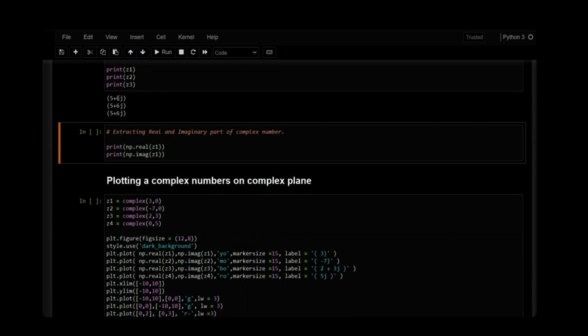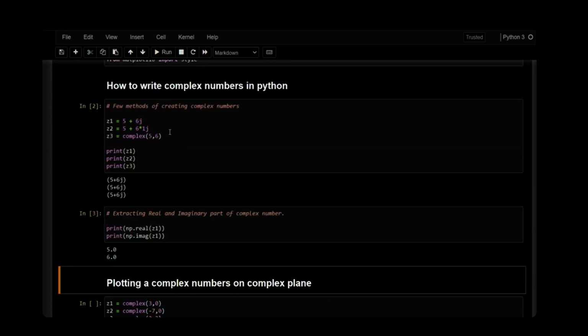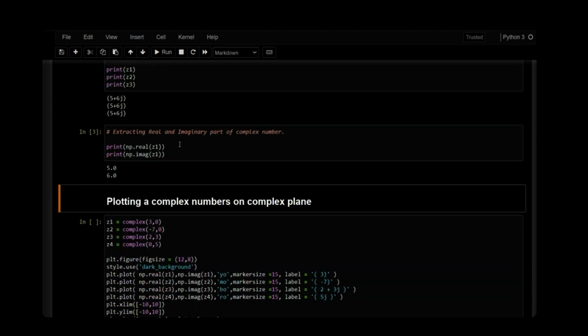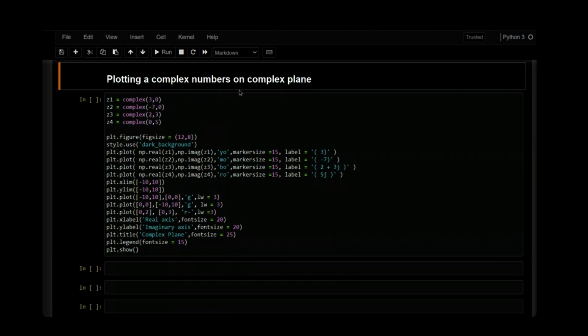In the next cell, we want to extract the real and imaginary parts of the complex number. Our complex number is 5 plus 6j. We know that 5 is the real part and 6 is the imaginary part. The real part can be extracted using np.real, and the imaginary part can be extracted using np.imag. If we run this cell, we get the real and imaginary parts separately. We see 5 as the real part and 6 as the magnitude of the imaginary part. In this way, we can write complex numbers in Python and extract their real and imaginary components.